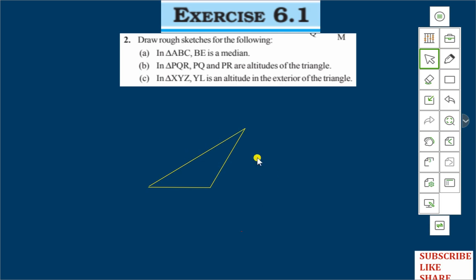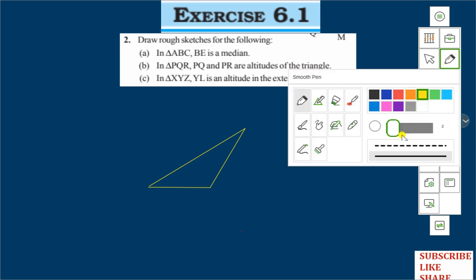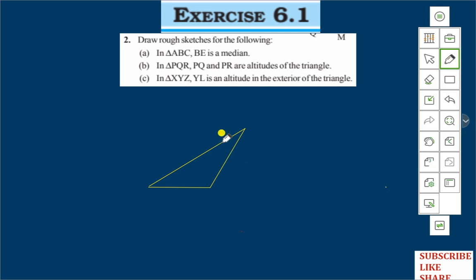Now, if we write first, take the name of the triangle as XYZ. This is X, this is Y, and this is Z.